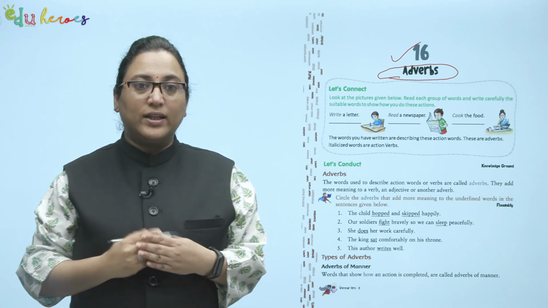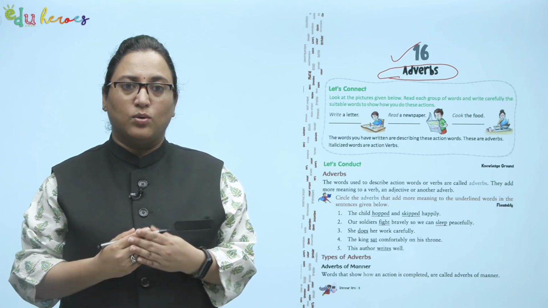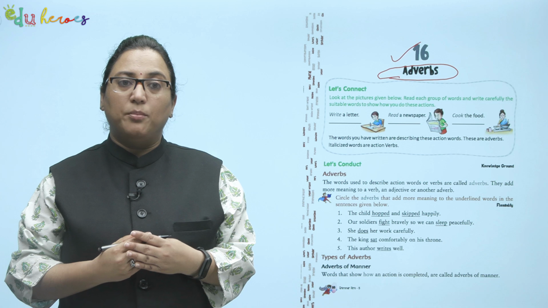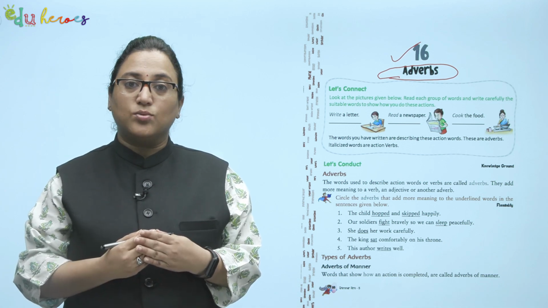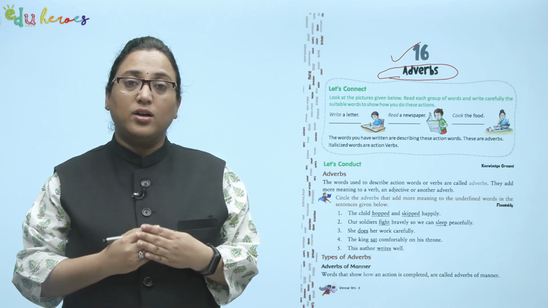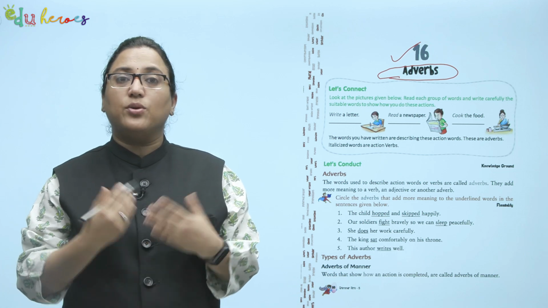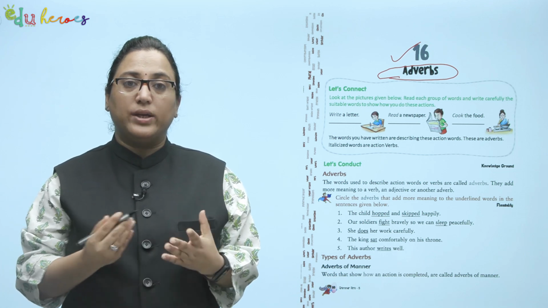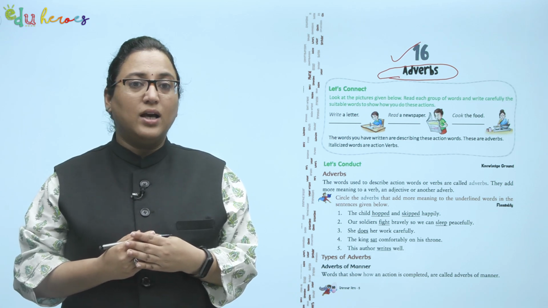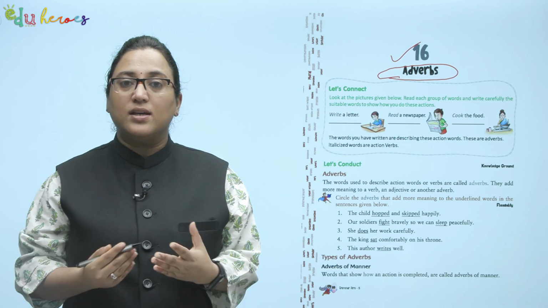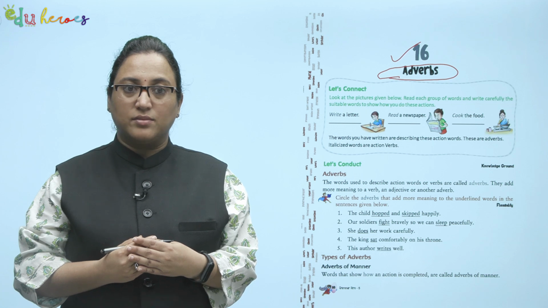Children, look at these pictures here and see what is being shown here. What are they doing? A boy is writing something, another one is reading a newspaper, and a lady is cooking food. Now, think about how these actions were done. You can think of different words. How are these people doing these actions? So, the words you might have written are describing these action words. So, these are called adverbs.